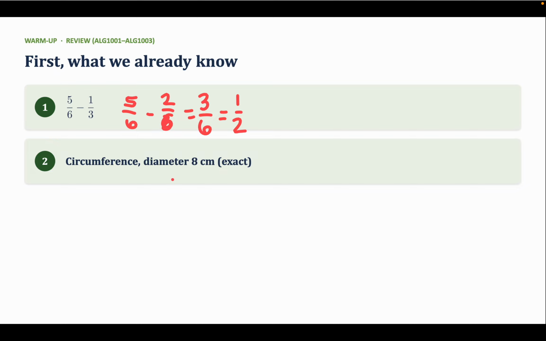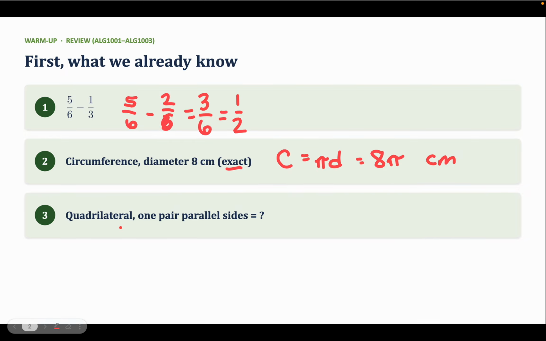Second, you have a circle with a diameter of 8 centimeters. Find its exact circumference. So, which formula do we use for circumference, and which part do we need to keep exactly? So our formula is circumference equals pi times diameter, and the thing that we need to keep exact is pi. So we just replace 8 for diameter and leave pi. So our circumference is 8 pi, and we use our units, centimeters.